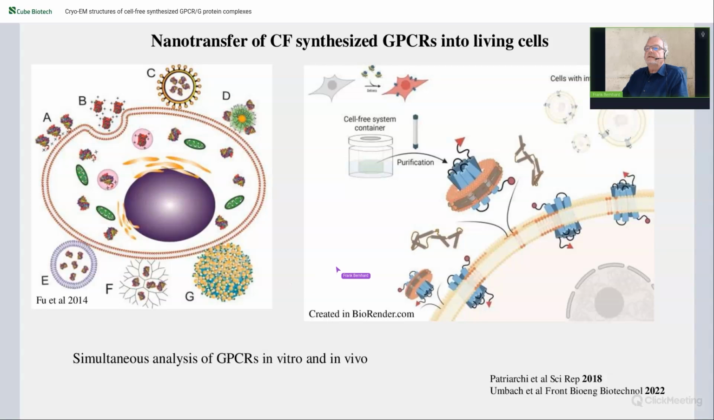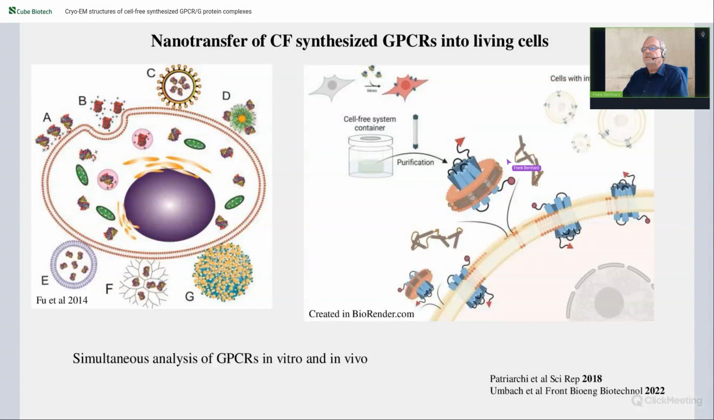We further wanted to analyze the dimerization by pull-down assay, and here we implemented a new and, in my opinion, very helpful technique, initially reported by the group of Matthew Coleman. It's a nanotransfer of membrane proteins into the membranes of living cells. There are plenty of techniques published to transfer soluble proteins into a living cell, but almost nothing where you can transfer membrane proteins into living cells.